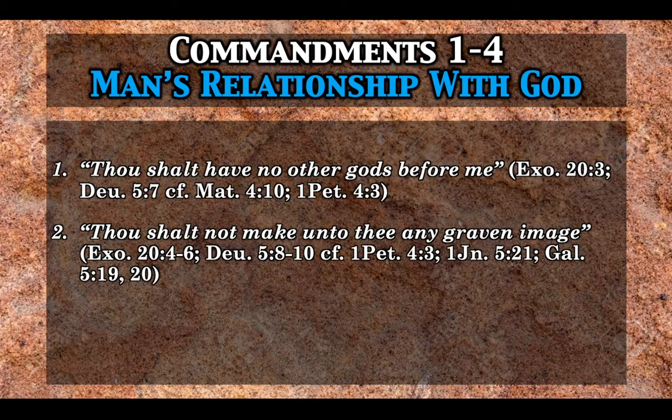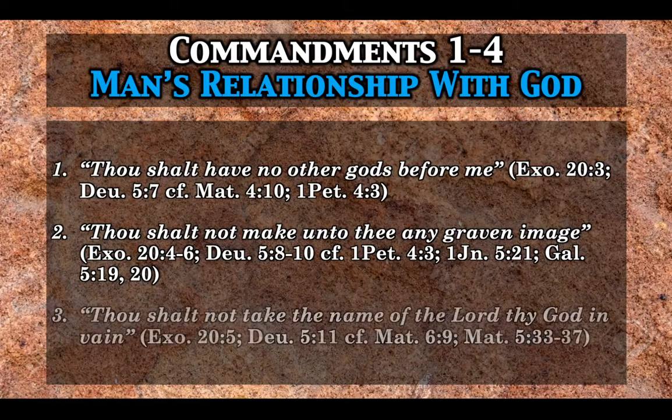Moving on to commandment number three: "Thou shalt not take the name of the Lord thy God in vain." Exodus 20, verse 7.